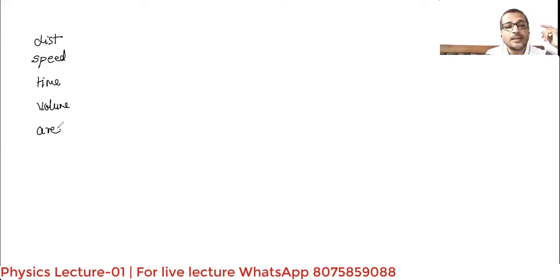And area. But then we'll put a star here. It's a very strange quantity. I'll come back to this later on. Right. But area will do. Fine.